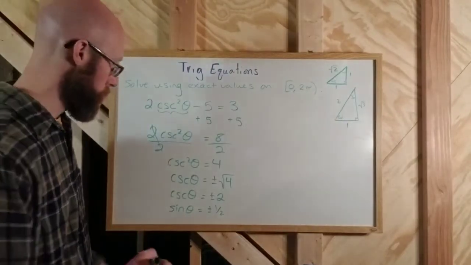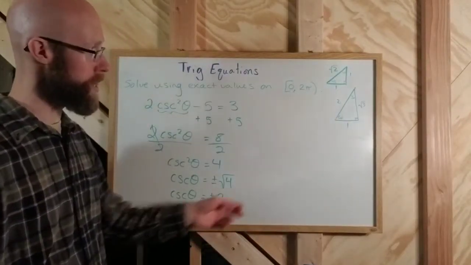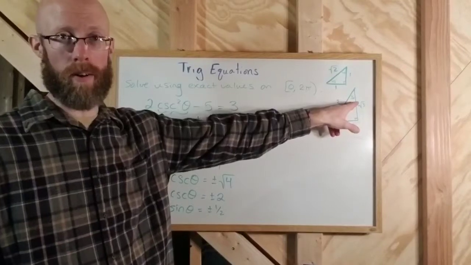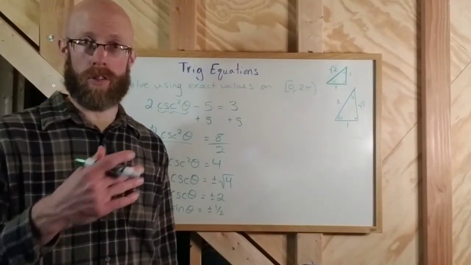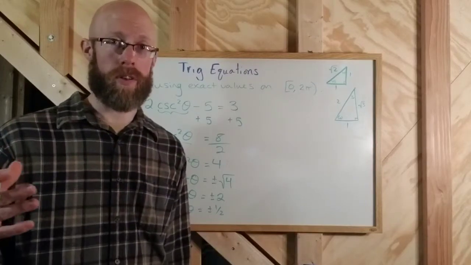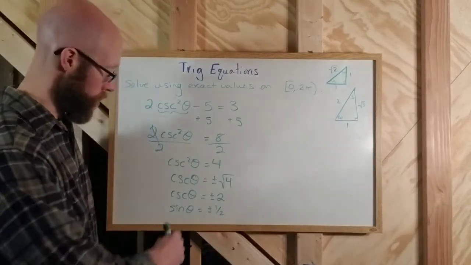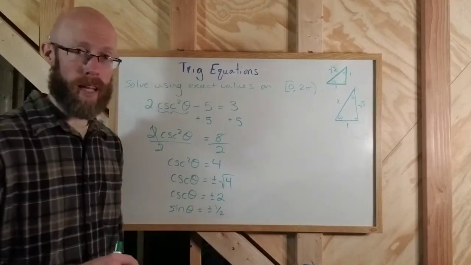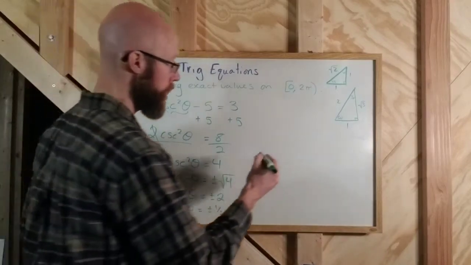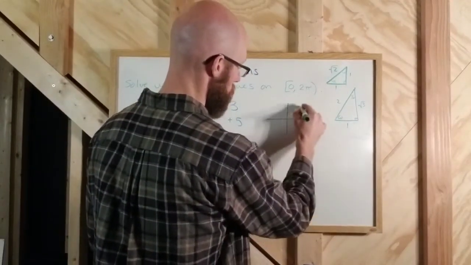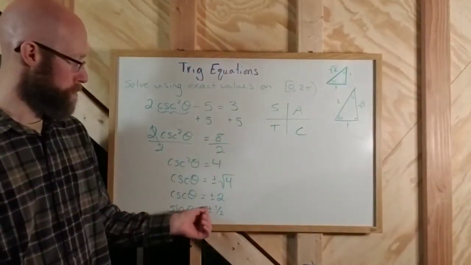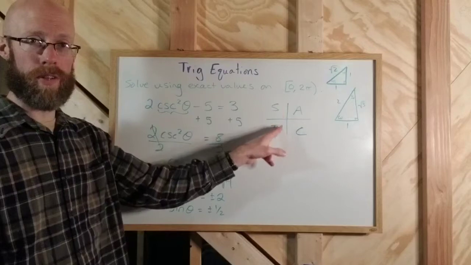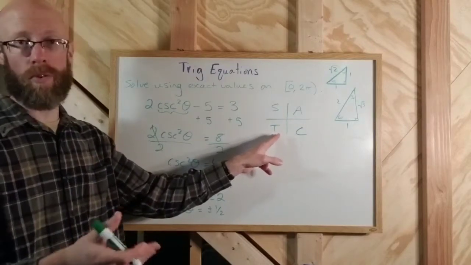All right? So that means theta is basically a 30-degree angle. However, I want to find all angles, and this could be in any of the quadrants, where the sine is positive or negative 1/2. Okay? Well, remember ASTC: the sine is positive in the first two quadrants and negative in the third and fourth quadrants.